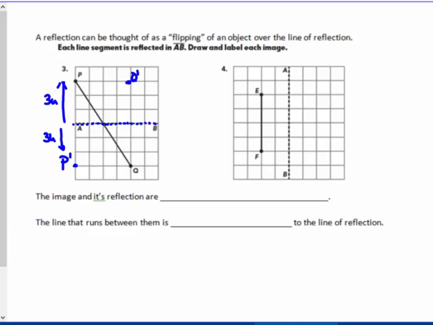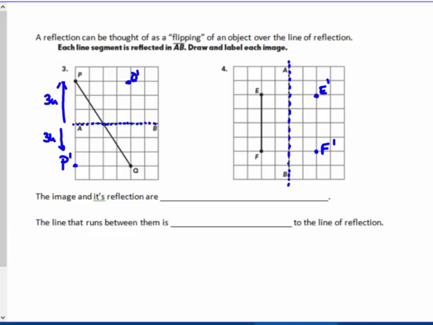Now my line of reflection, folding the paper in half like hot dog style, E would go 2 units to the right, which would be E's image. And F would also go 2 units to the right, F's image, F prime.